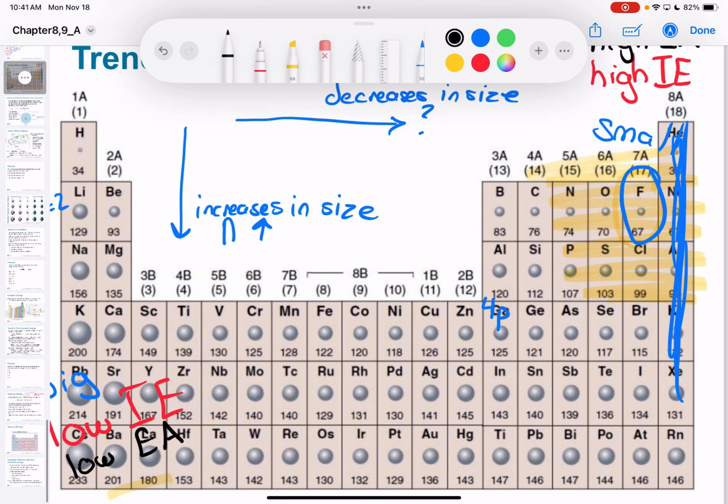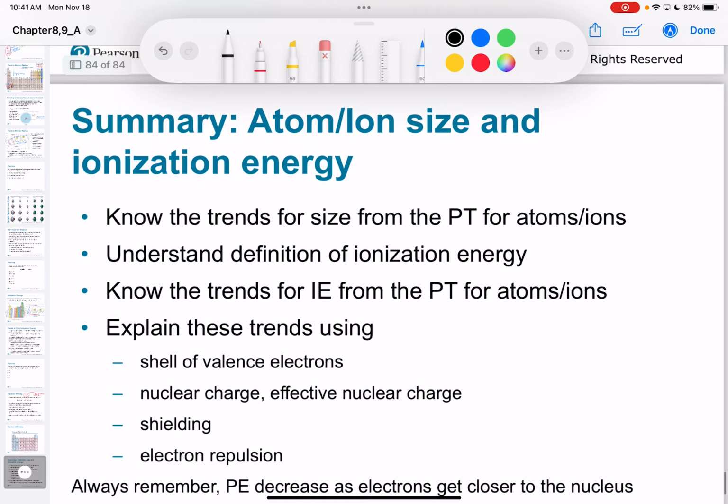There's one more slide down there. I want to see what it is and why. Oh, it's a summary slide.